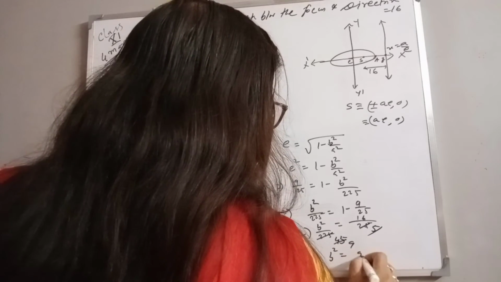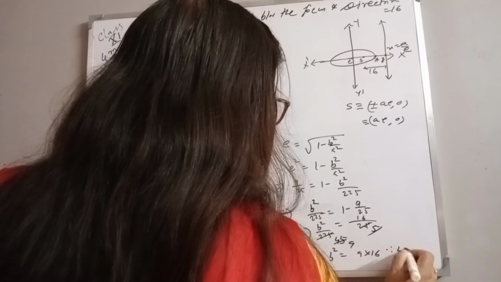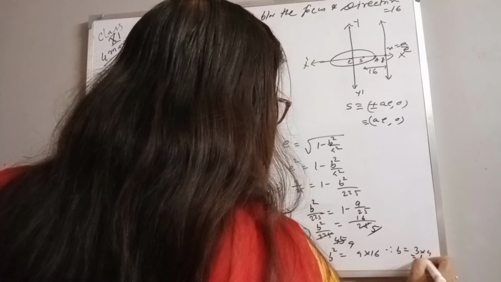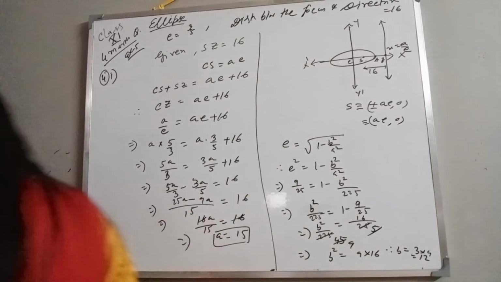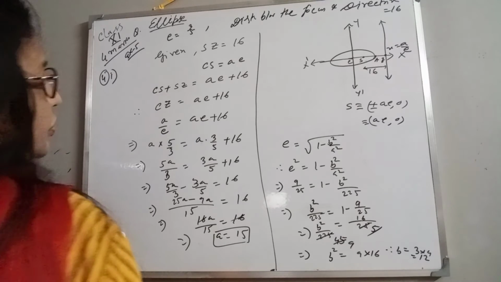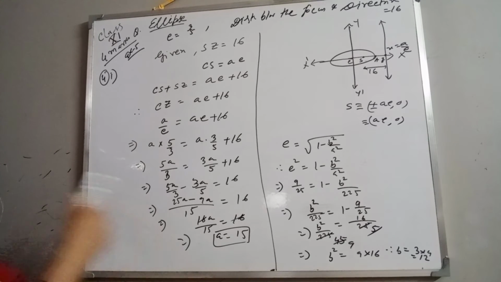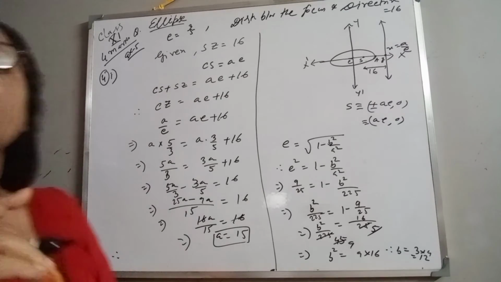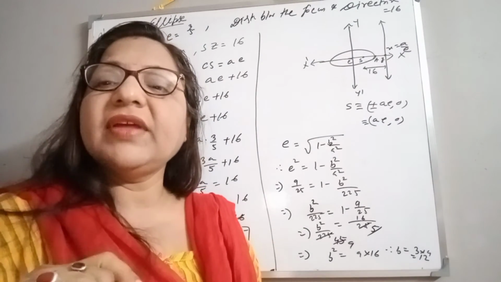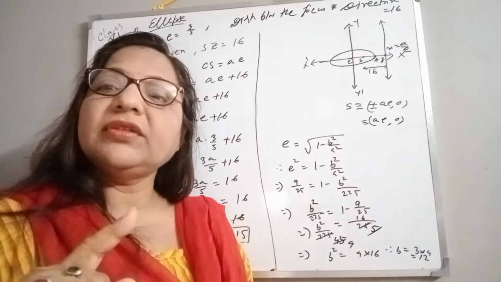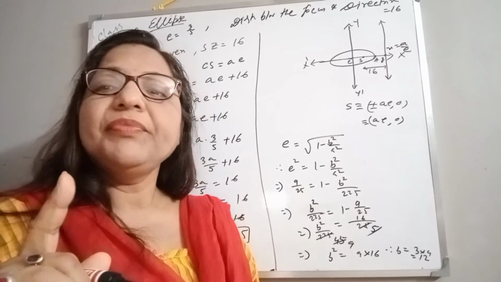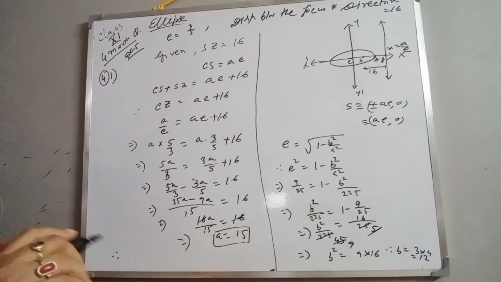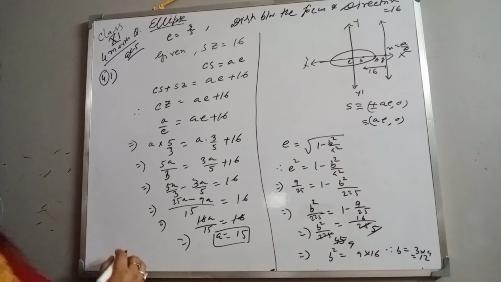So b square equals 9 into 16. So b will be 3 into 4, that gives us 12. So b equals 12 and a equals 15. Therefore, we have to find the length of the axes. Length of the axes means we have to find both the length of the major axis as well as the length of the minor axis.